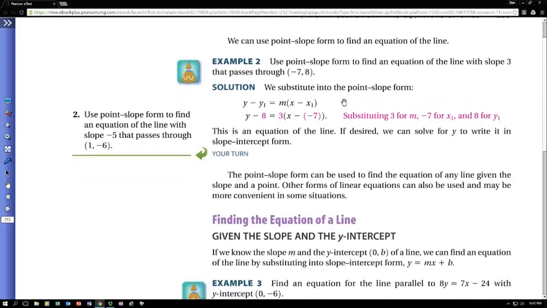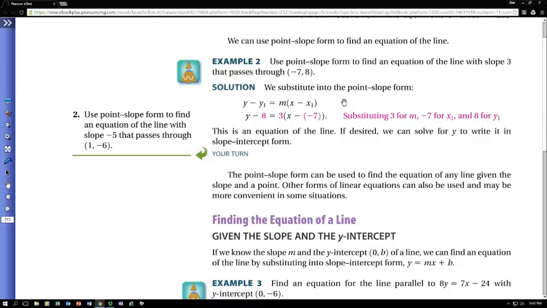It says use the point slope form to find an equation of a line with a slope of 3 that passes through this point, -7, 8. So what I have now is a point and a slope. Like I said, I could graph this, but what they want is an equation of all the solutions that would be on that solution line.